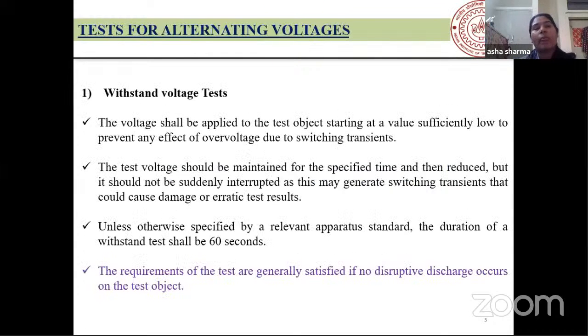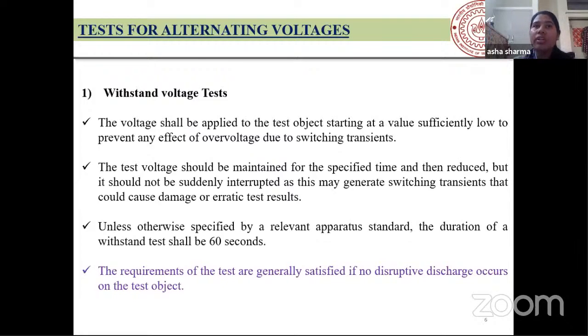So I have categorized the breakdown of flashover test firstly for the alternating voltages. Under this category, first comes a withstand voltage test. In this, we apply the voltage to the test object at a value which is sufficient to prevent any effect of over voltage.